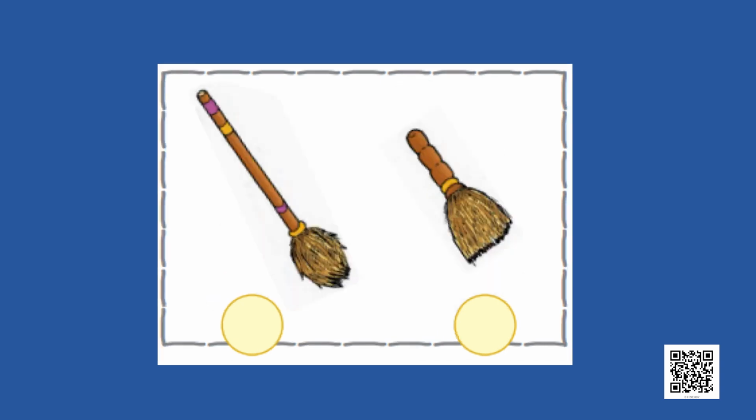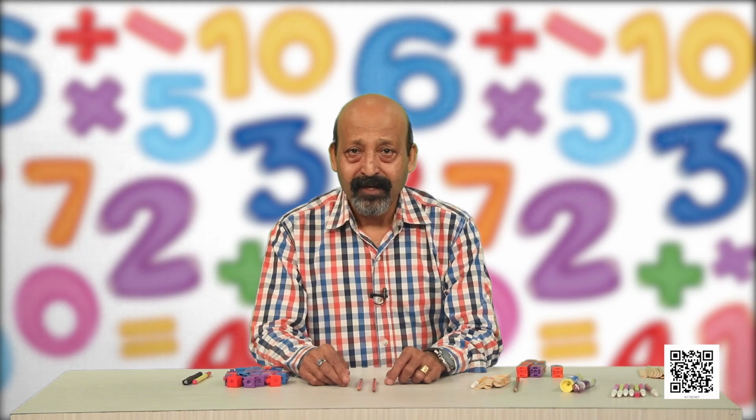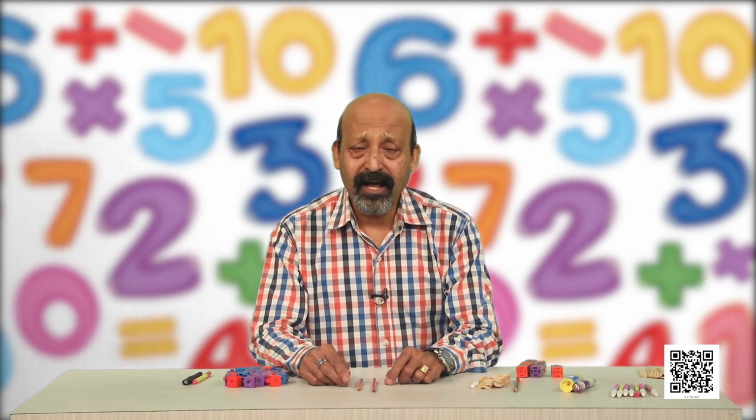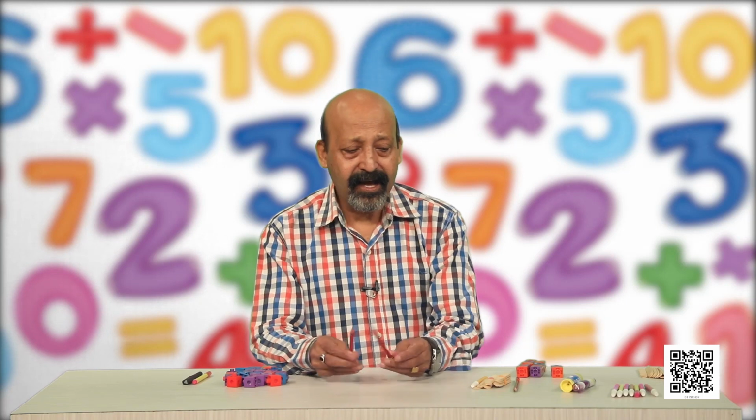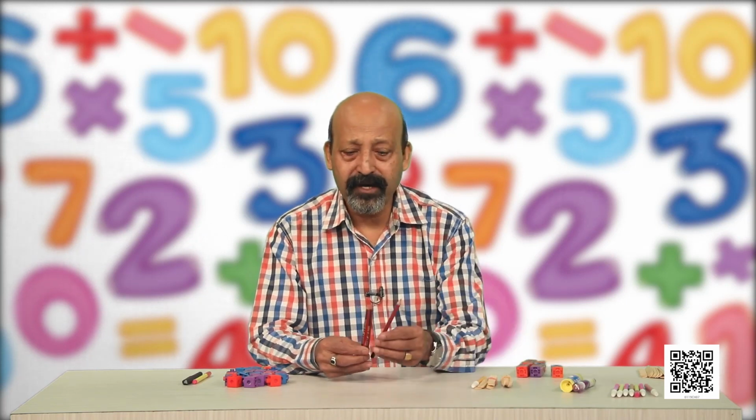In these two brooms, can you tell me which one is bigger or longer and which one is shorter? Yes, you can. The one which has a longer stick is the longer broom and the other one is the shorter broom. Let us see. Now, if we have more than two objects, what do we say? Let us see here. I have these three pencils with me.